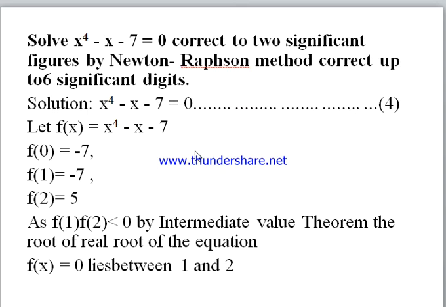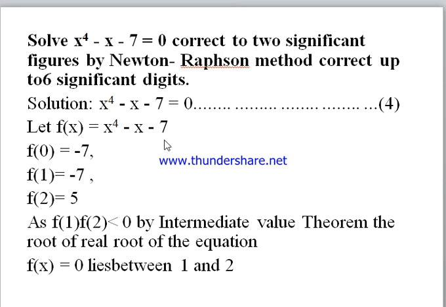Next equation is a polynomial equation. Solve x power 4 minus x minus 7 is equal to 0, correct up to 6 significant digits by Newton method or Newton-Raphson method. So here we have to find the value of x by using the Newton-Raphson method, and f of x is equal to x power 4 minus x minus 7.